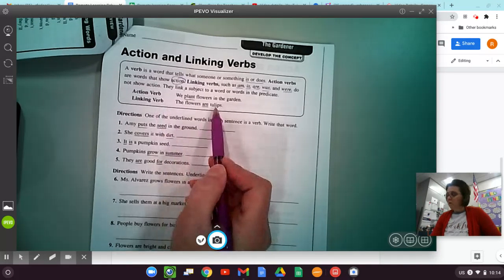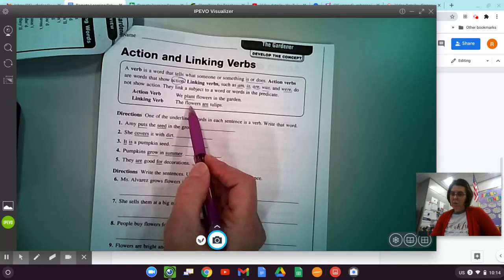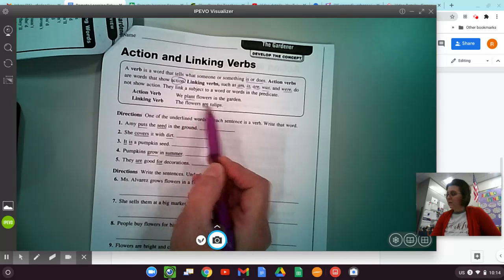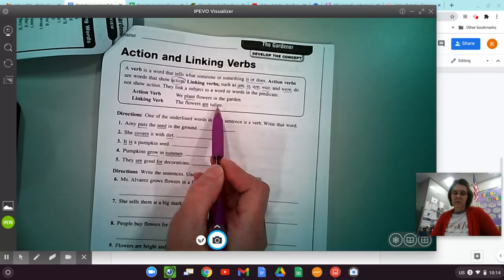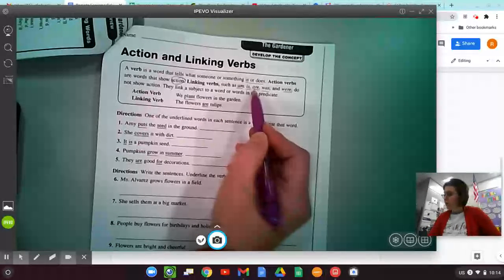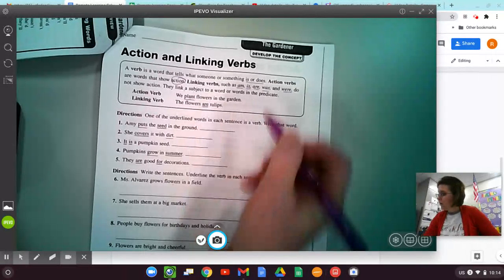Linking verbs. The flowers are tulips. So the subject is flowers. That's what the sentence is about. And this are links it to what the sentence is about. The sentence is about tulips. So here it is. Are. You're going to want these. Am, is, are, was, were.